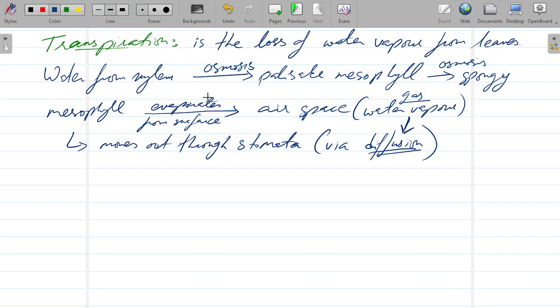And so questions are frequently asked in past papers. They give you the pathway and they tell you what process is happening. And so this movement is via osmosis. Going into the air spaces, water is evaporating. And then from the air spaces out the stomata is diffusion. So that's something you want to remember. Okay.